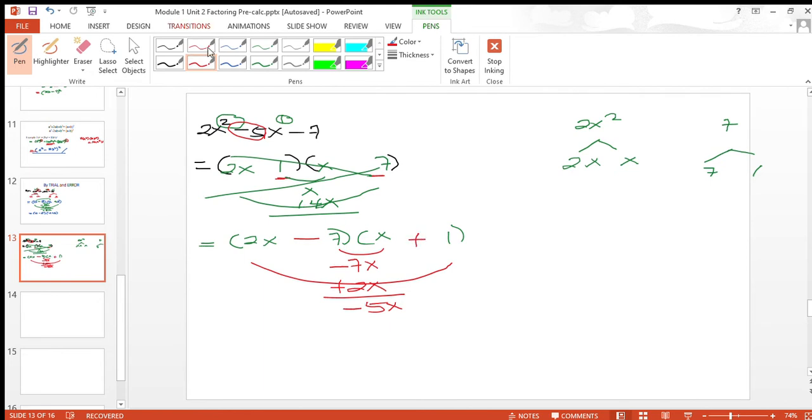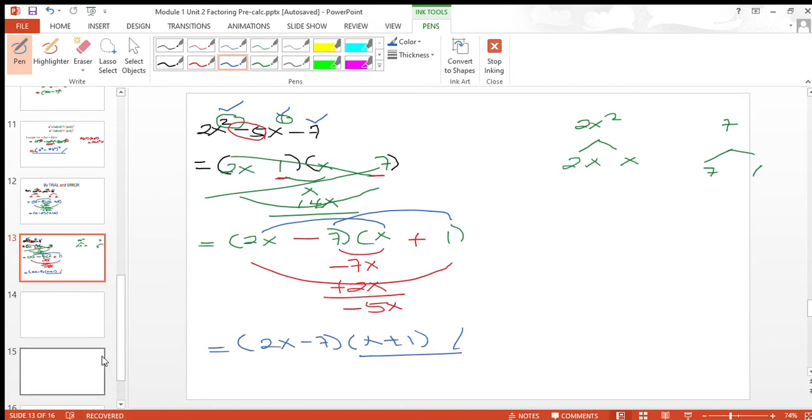So let's double check all our terms. Let's use the distributive property of multiplication over addition again. 2x times x is 2x squared. Minus 7 times positive 1 is minus 7. Minus 7 times x is minus 7x. 2x times 1 is 2x. Minus 7x plus 2x is minus 5x. The middle term is also obtained. Therefore, our final answer is 2x minus 7, so I'm just rewriting our answer, multiplied by x plus 1. That will now be the final result.